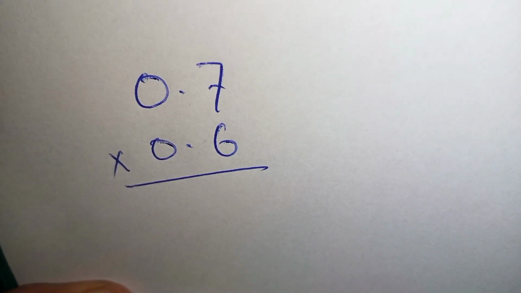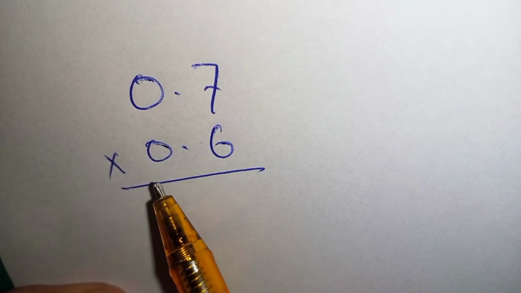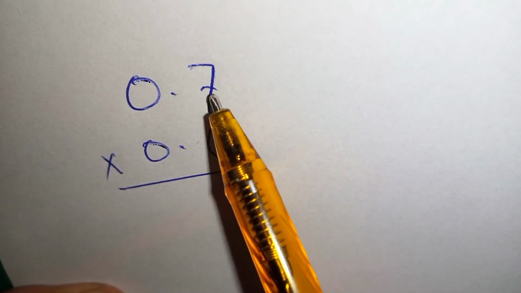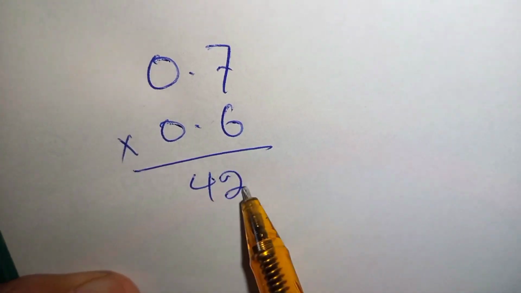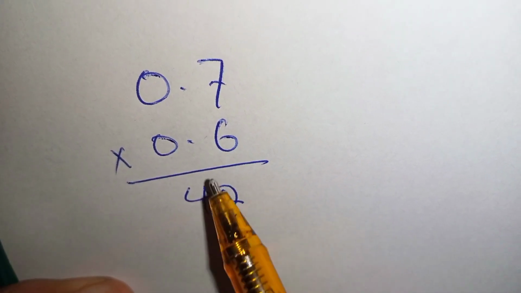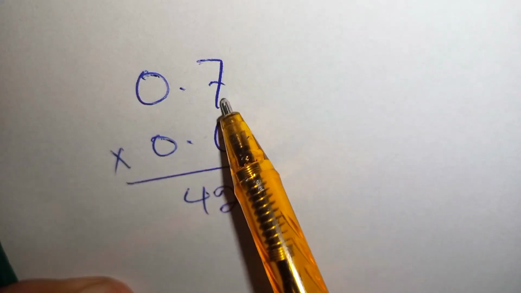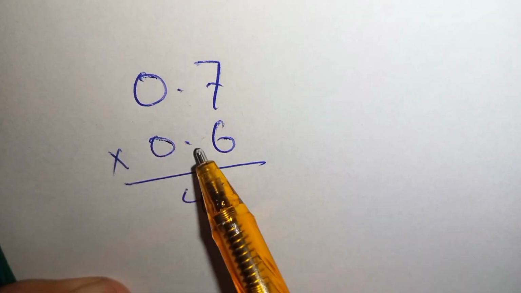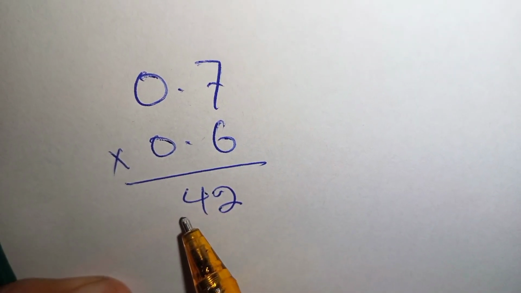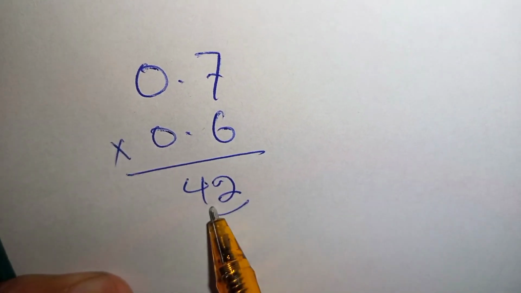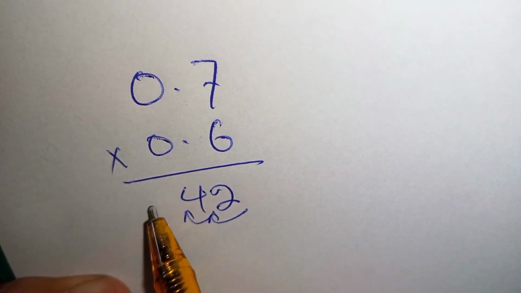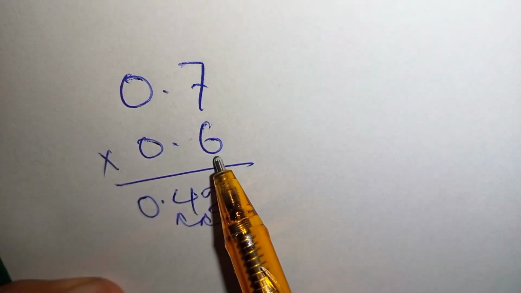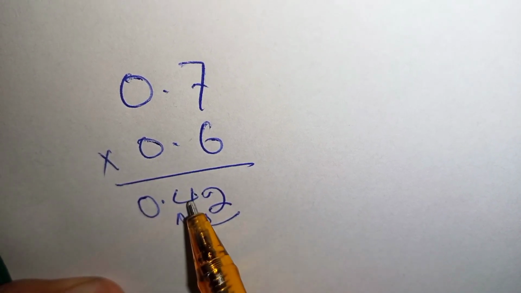Again we have another number, 0.7, to multiply with 0.6. So again we will treat them just like whole numbers. So 6 times 7 is 42. The answer is 42, but here we see that there is one decimal place, and again there is one decimal place, meaning collectively there are 2 decimal places, so the answer should have 2 decimal places. So 1 decimal place and 2 decimal places, so the answer should be 0.42. So when we multiply 0.7 with 0.6, the answer should be 0.42.